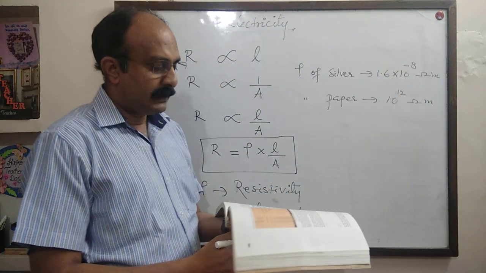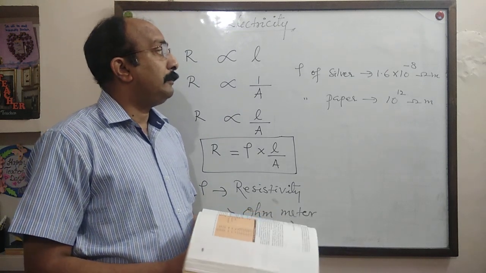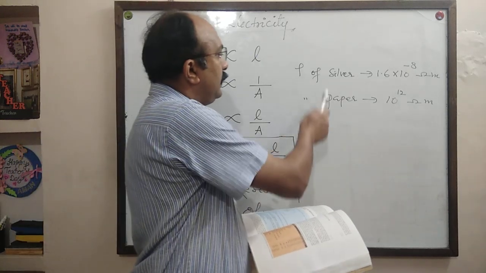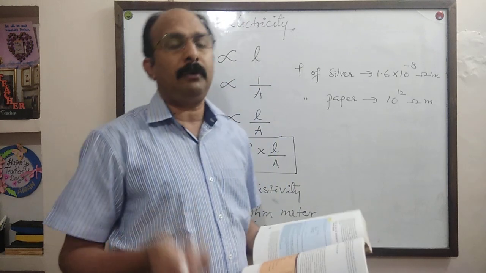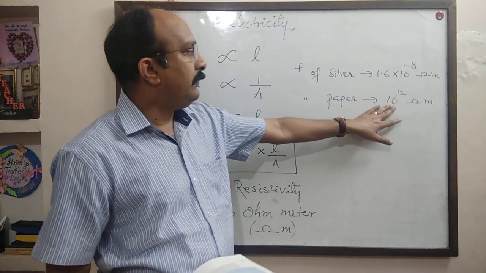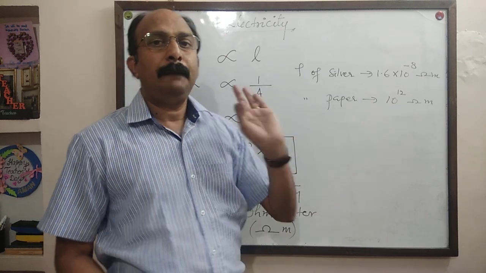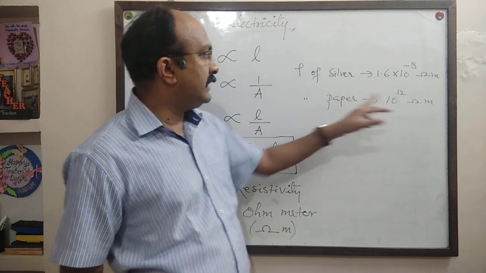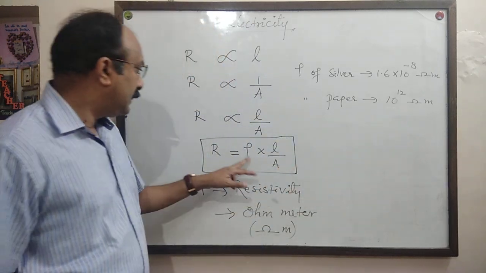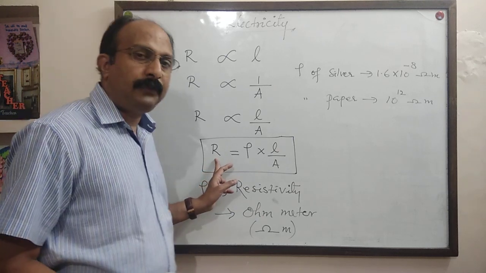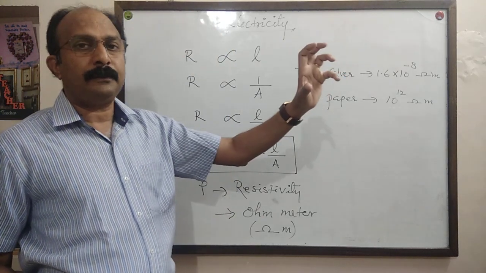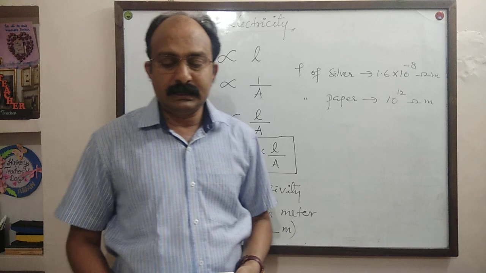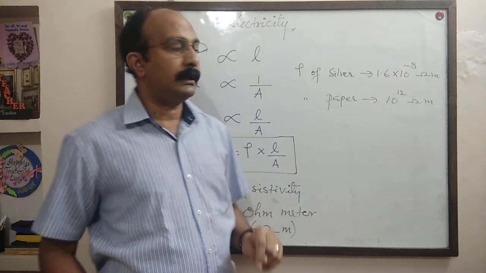See the difference? The resistivity value of silver is 1.6 × 10^-8 ohm meter, whereas the rho value of paper is 10^12 ohm meter. Because of this very big value of rho of paper, paper is a poor conductor or an insulator. Because of this higher value of rho, if we calculate the resistance offered by paper, it will be a very big value. So when the R value increases largely, we consider it a poor conductor or an insulator.